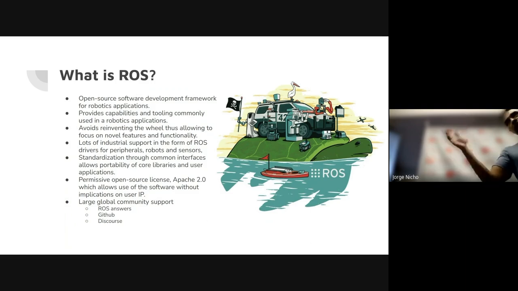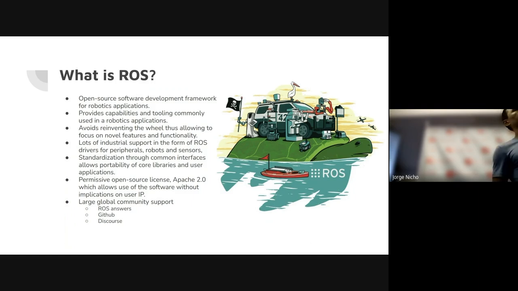There's, at this point, lots of support in the form of industrial drivers for industrial robotic arms, sensors, and other kinds of peripherals. There's standardization through common interfaces, meaning if you want to send images to your ROS system, the cameras that are ROS compliant will make that image available in the same format. So you can write your application for that given format. And whenever you change sensors, you don't have to rewrite your application to accept a new format, because for the most part, it's standardized.